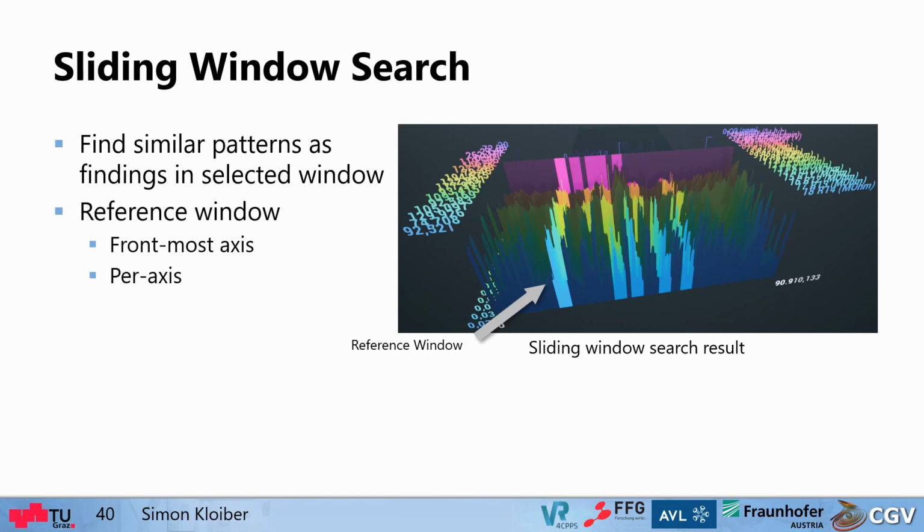The reference window that is used for the search can have two different settings. It can either be the same for all axes, in which case the frontmost axis is used as a reference, or it can be relative to the axis itself, where the reference window is different for every axis.